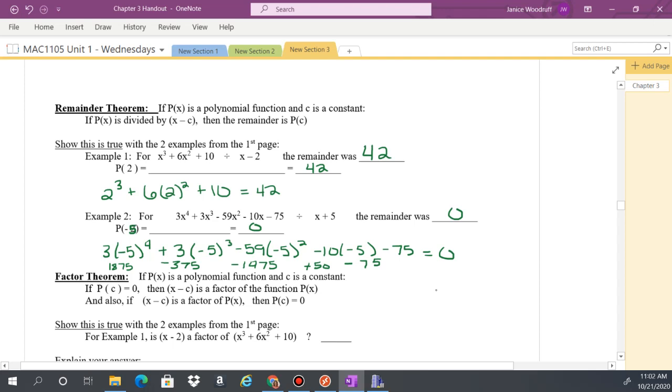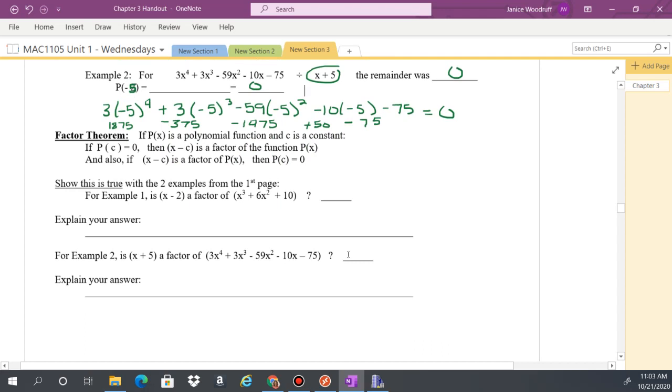And then the factor theorem is the same thing. If I plug the value of x in, or the constant, and get 0, then that means x minus that constant is going to be a factor of the function. So if p of negative 5, I get 0, then x minus negative 5, in other words, x plus 5, is a factor of the function.